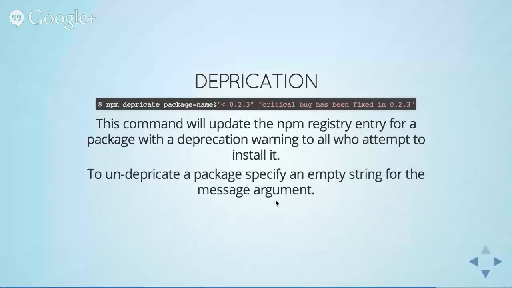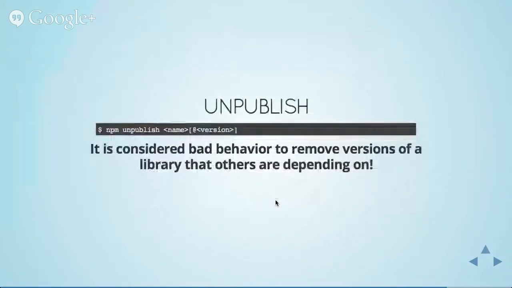And let's say you found, oh, sorry, I made an error. Then you can undeprecate your deprecation with an empty message string, and it won't be deprecated anymore. So you can save yourself some embarrassment sometimes. This one, after you publish something, you can unpublish it, which will delete it from the registry. But if people are depending on that, and you do that, it's quite an asshole move. So don't do that. It's like a force push, yeah.